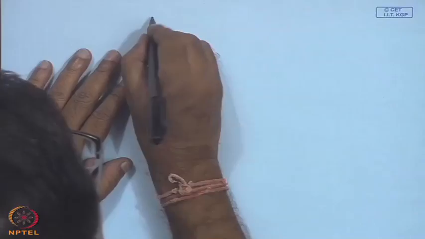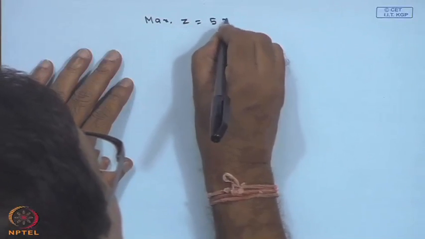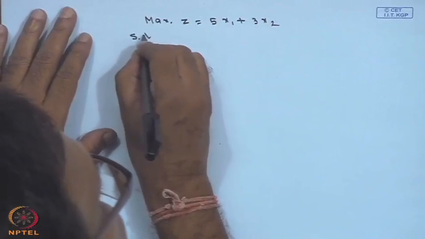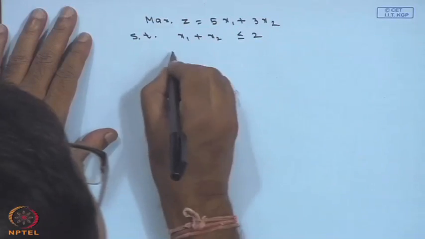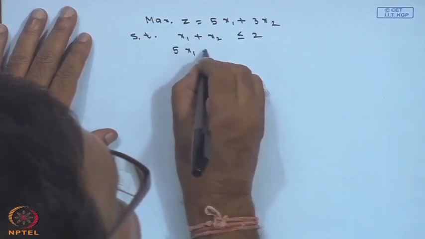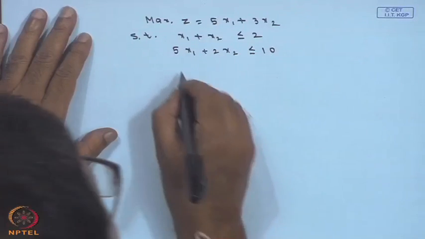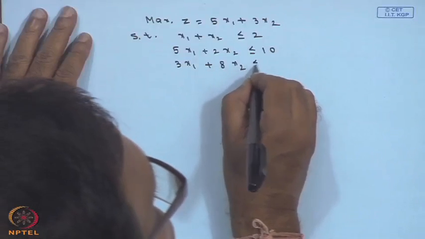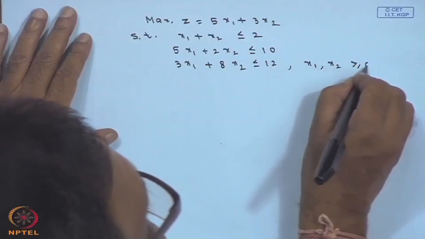Let us consider this problem: maximize z equals 5x1 plus 3x2, subject to x1 plus x2 less than or equal to 2, 5x1 plus 2x2 less than or equal to 10, and 3x1 plus 8x2 less than or equal to 12. Obviously, x1 and x2 are greater than or equal to 0.